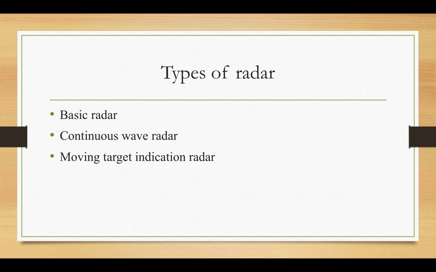On the other hand, the moving target indication radar works with a pulse signal to detect a non-stationary target. With the support of a duplexer, it uses a single antenna for both transmitting and receiving signals. To detect non-stationary objects, they use the Doppler effect.